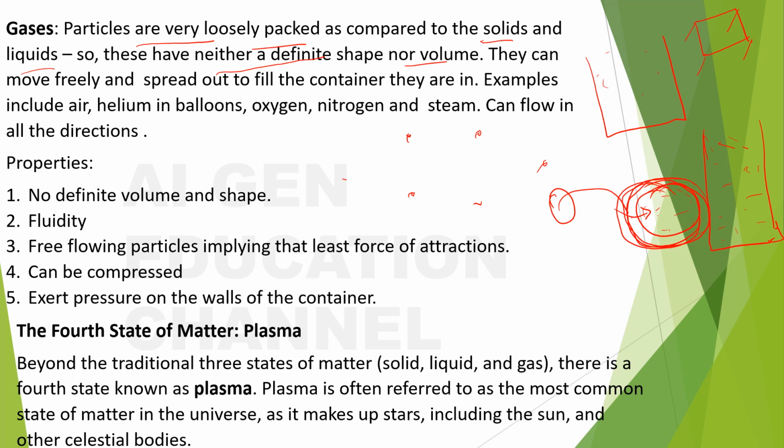So they can move freely and spread out to fill the container they are in. What are the examples? Examples include air, helium in balloons, oxygen, nitrogen and steam. And as I have mentioned, they can flow in all the directions. Now what are the properties? They don't have definite volume and shape.